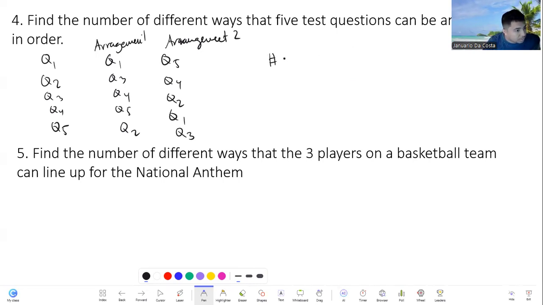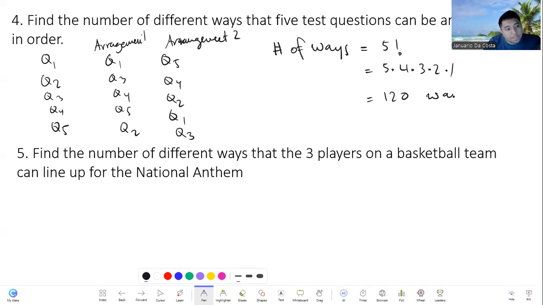Okay, number of ways. You just simply calculate 5 factorial. So 5 times 4 times 3 times 2 times 1, which equals 120 possible ways.